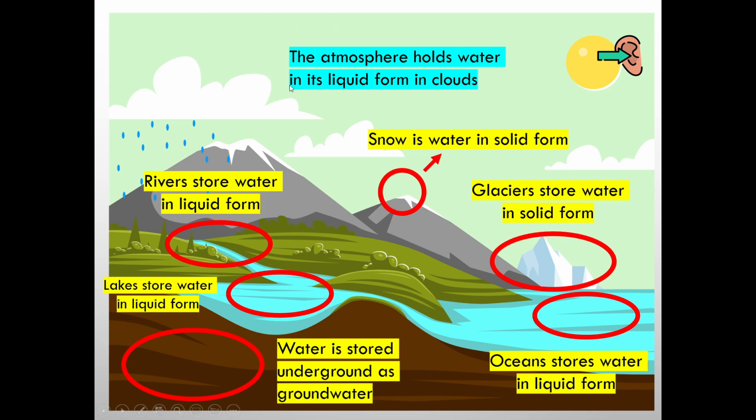All right, so ladies and gentlemen, just to end off this part of the video here, I am sure that many of you annotated that the atmosphere holds water in its liquid form in clouds. So you are absolutely right. The atmosphere can function as a store of water, but for this topic, we are going to focus on the things that we have annotated here. So your glaciers, your rivers, your lakes, your groundwater, and your oceans. These are the stores that we are focusing on in this topic. So you are not wrong in saying that the atmosphere is a store, but we'll be focusing on the words in yellow for this topic.